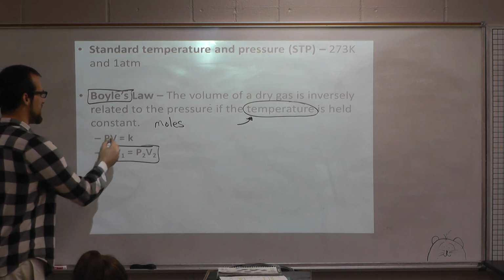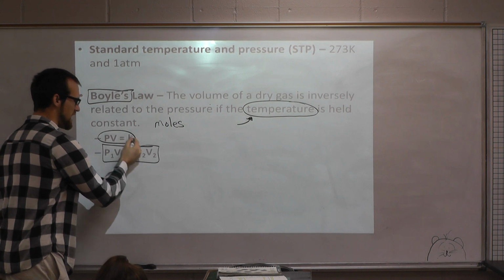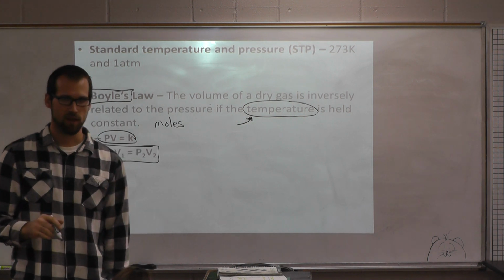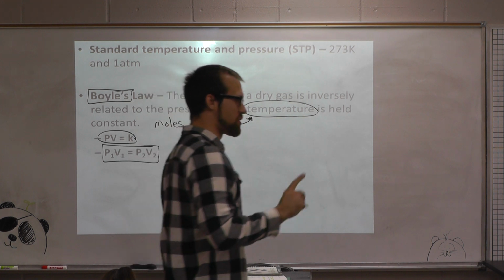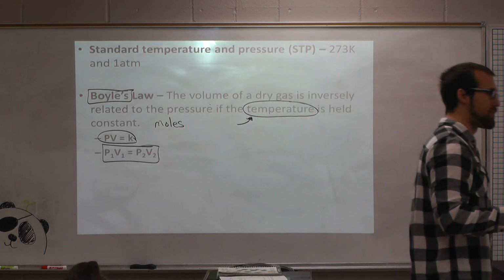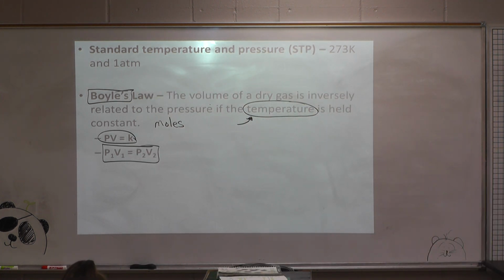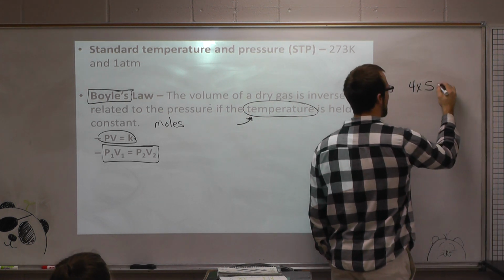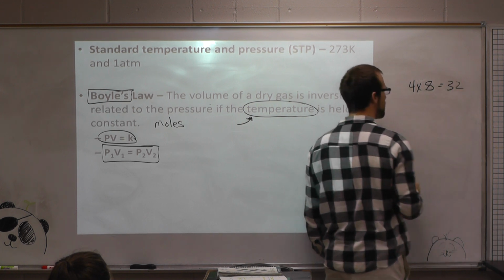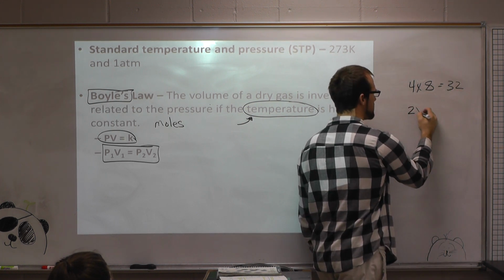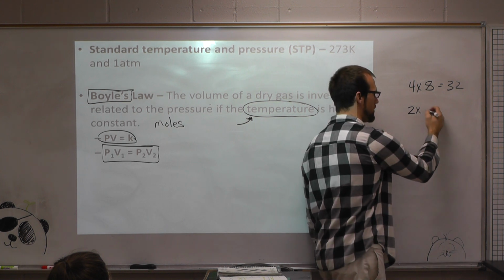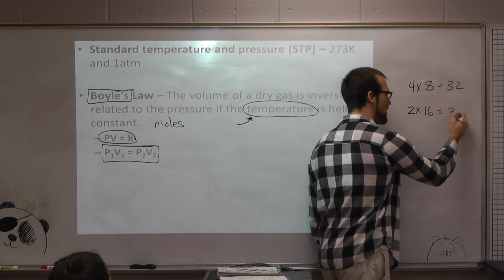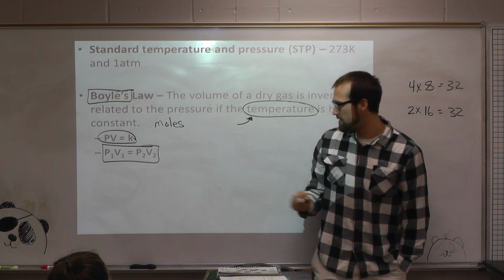Now, what this is saying is that for any gas, under ideal conditions, if you increase the pressure, the volume goes down proportionally. Or if you decrease the pressure, the volume goes up proportionally. No matter what, it gives you the same number. So if my pressure is 4 and my volume is 8, I get 32. If I decrease my pressure to 2, my volume goes up to 16 to give you a constant.